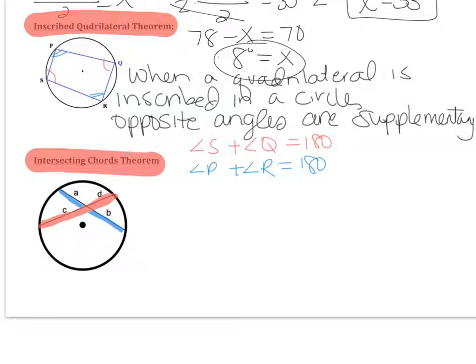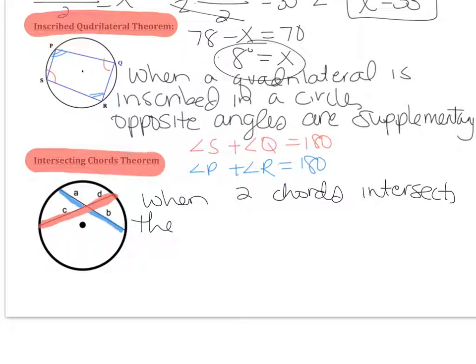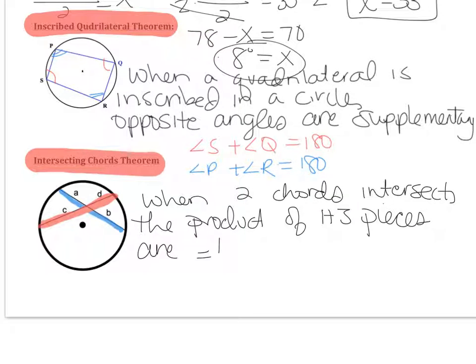So when two chords intersect, the product of its pieces are equal. So, what I mean by this, when two chords intersect, the product of its pieces are equal.